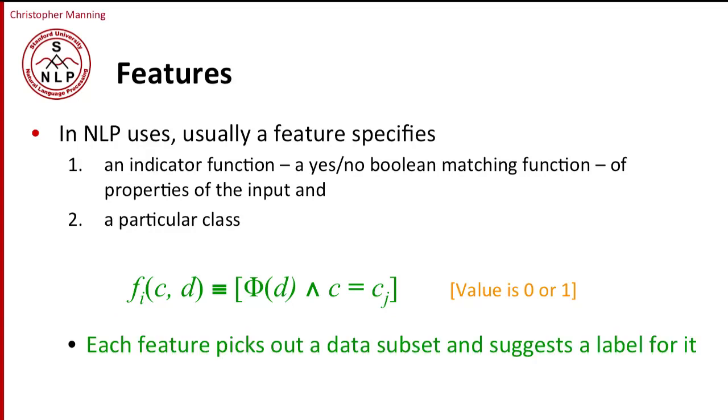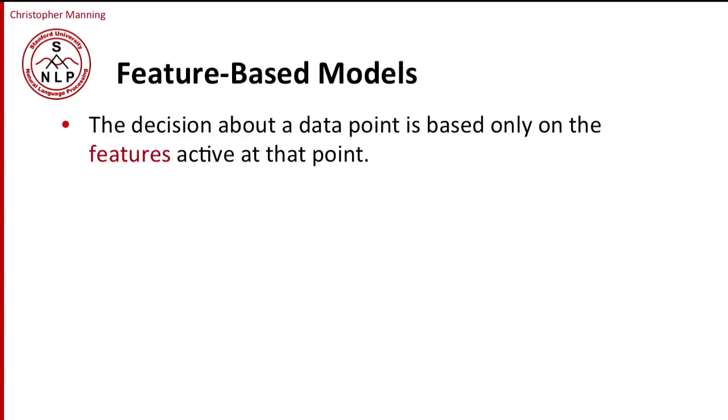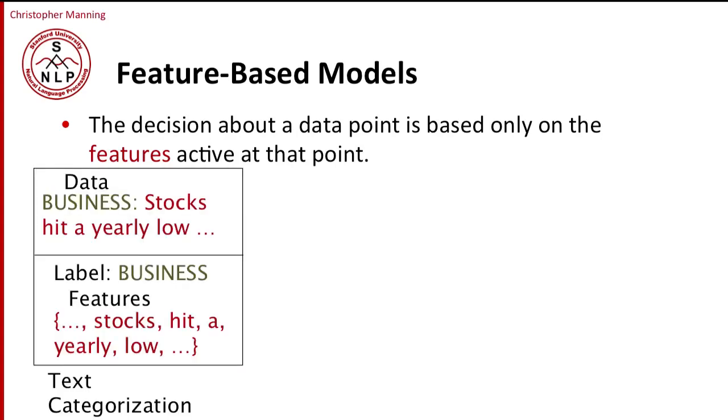Nevertheless, a good way to think about things is that each feature identifies a subset of the data and suggests a label for it. And that's what we saw in the examples before. In feature-based models, the decision about a data point is based entirely on the features that are active at that point. So let's look at a couple of examples of NLP applications and the kind of features that get defined for them.